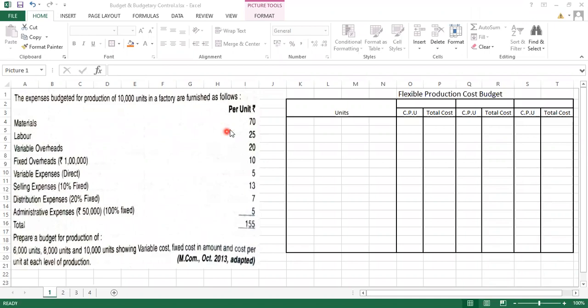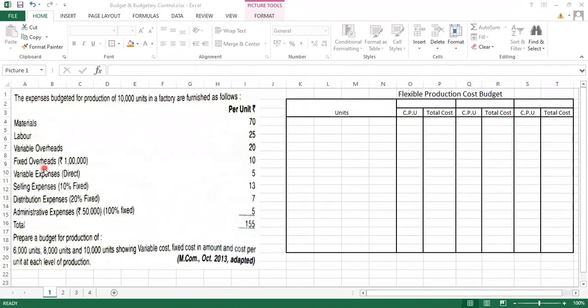First one, materials 70 per unit. Now they have given you the per unit. और यहाँ पर आपको क्या दिया है? Total units दिए. Labor again a per unit is given. Now we know that in the flexible production budget, what we do, we bifurcate the expenses into the variable and the fixed cost. तो हमें ये साथ साथ में करते जाना है कि whether ये variable है कि whether this is fixed. So material labor दोनों मेरे क्या थे? Variable expenses. Next we have a variable overheads, again a variable cost. 20 per unit is given.